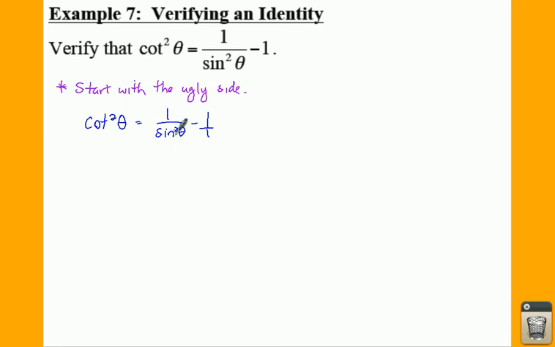Use different rules of simplifying, like adding fractions with different denominators. You have to rationalize some of your denominators. You have to use substitution and all kinds of fun things.